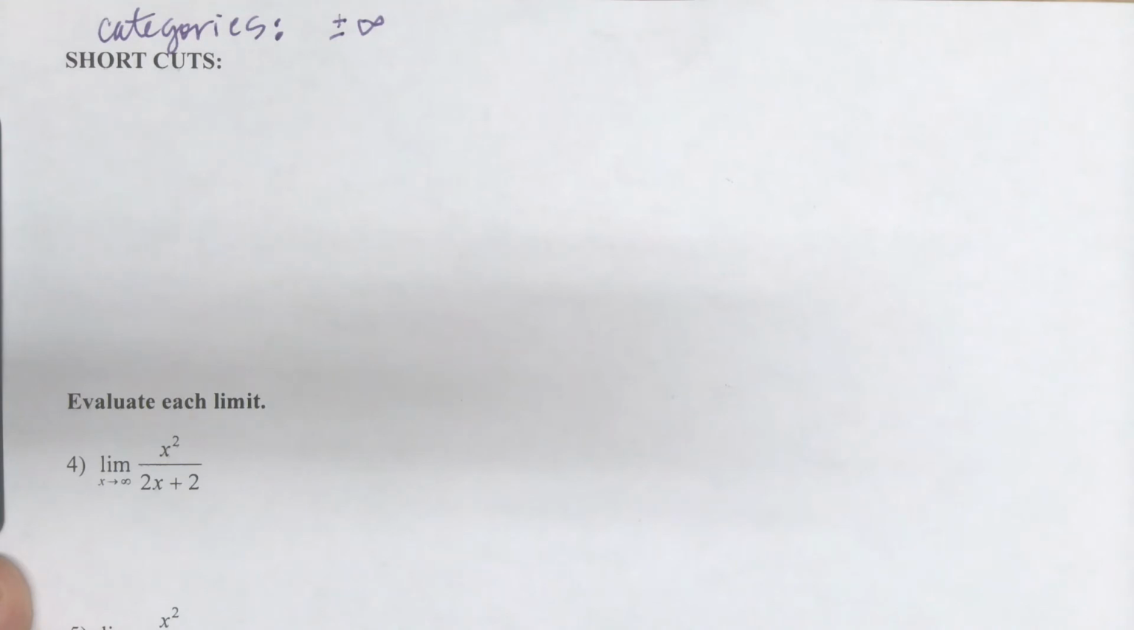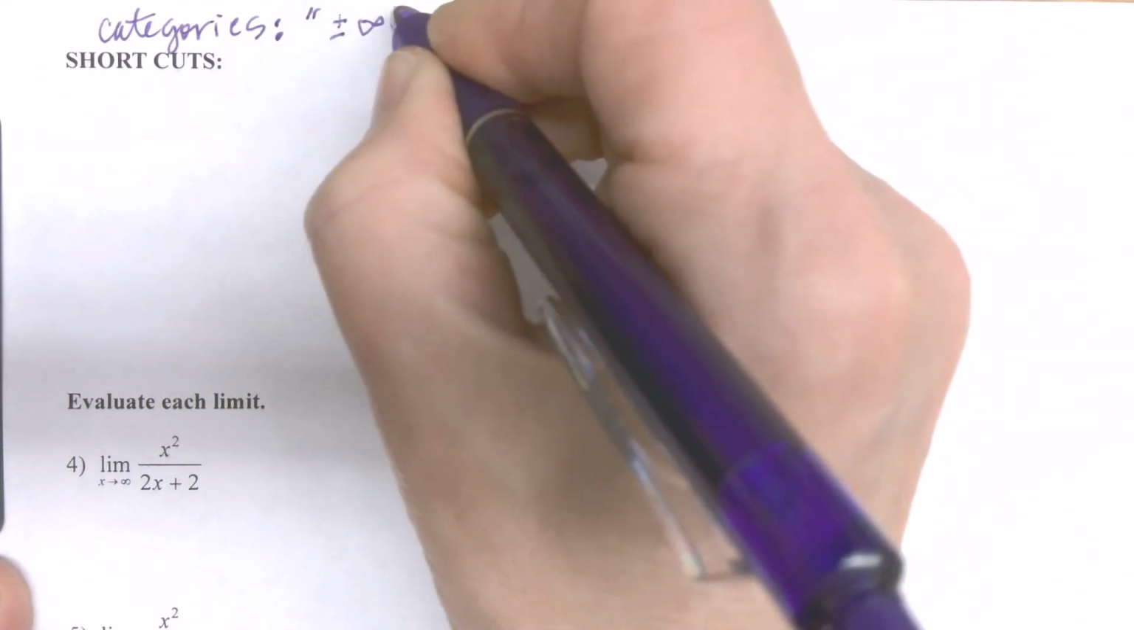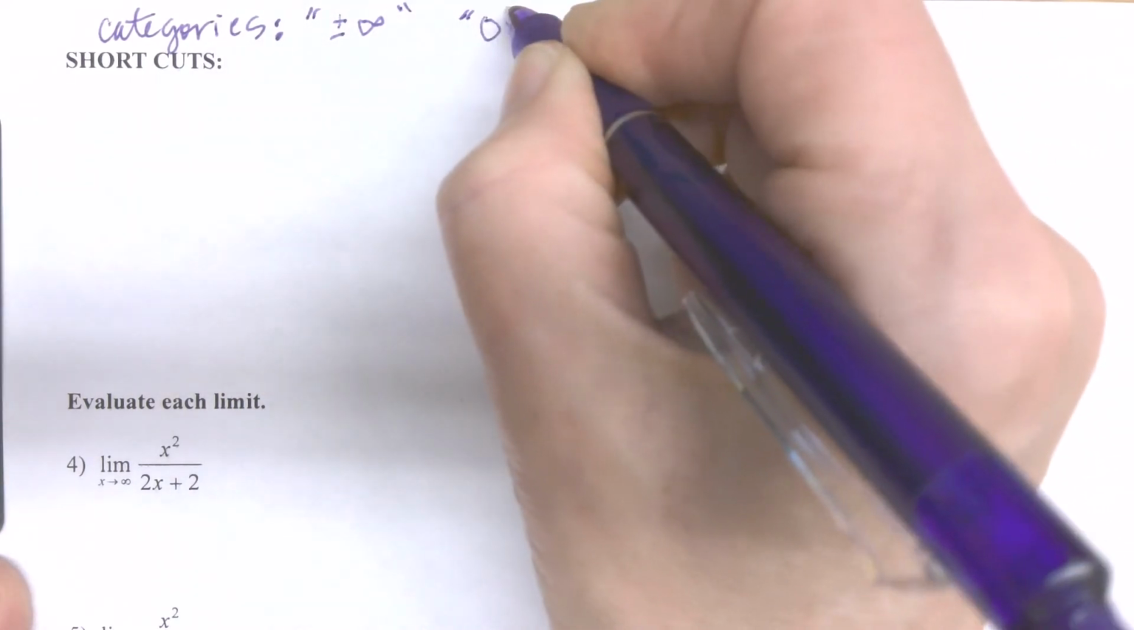Now, if it's not infinity, it has to be some other number. And so now I want to break all of the other numbers down into categories. What's another one that stood out that we saw a lot of? 0. That would be another category. So positive and negative infinity and 0.